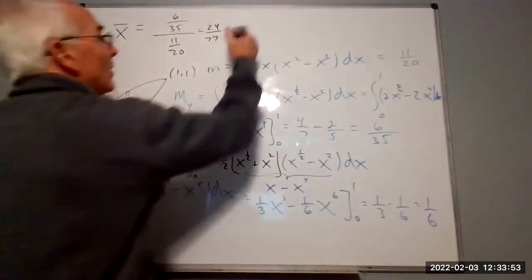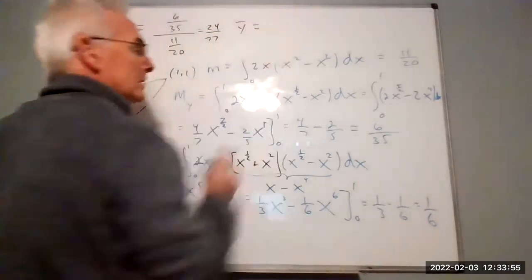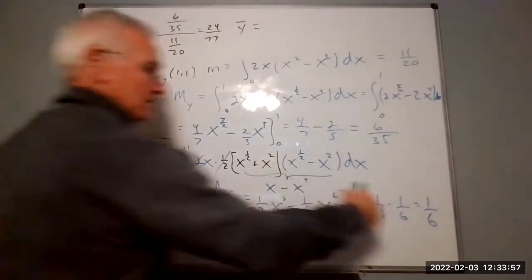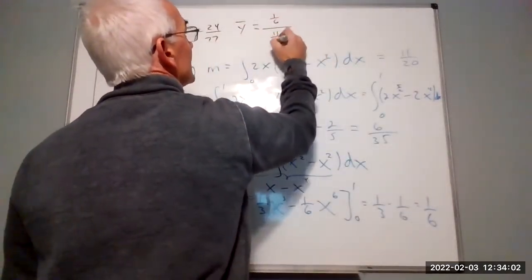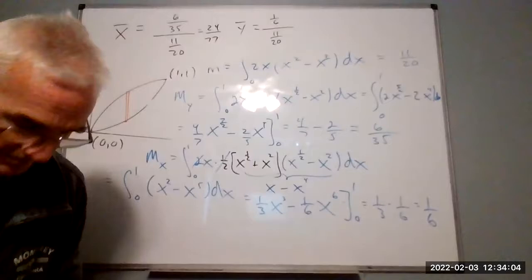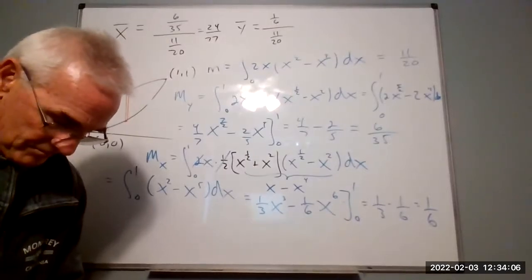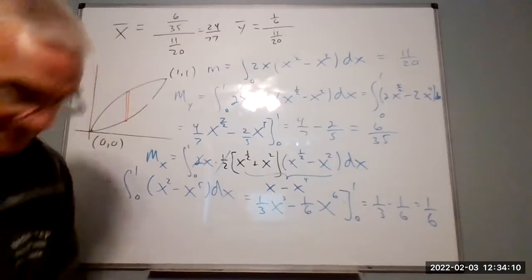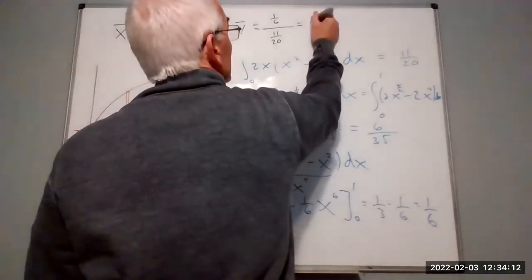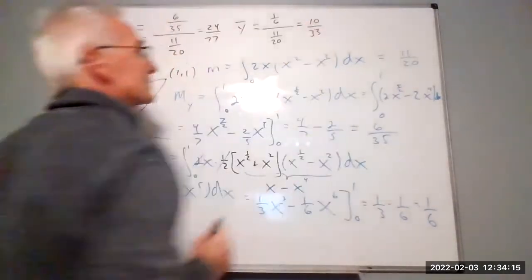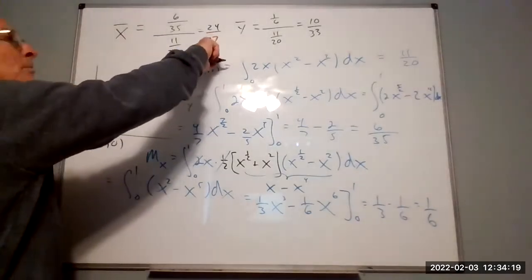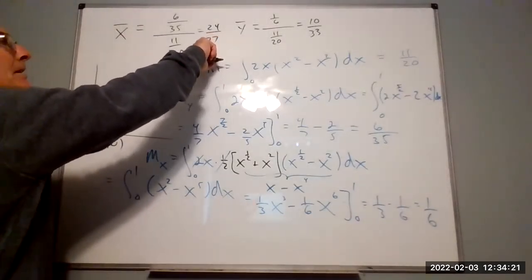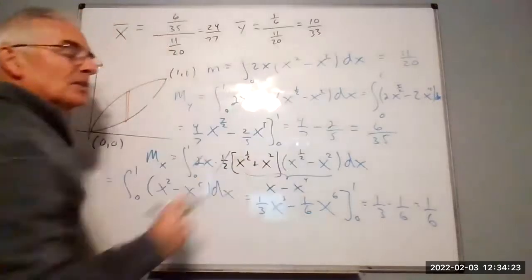Okay, y bar, which would be 1/6 over 11/20. And that is 10/33. Now, that's a little bit less than a third. That's a little bit less than a third also.